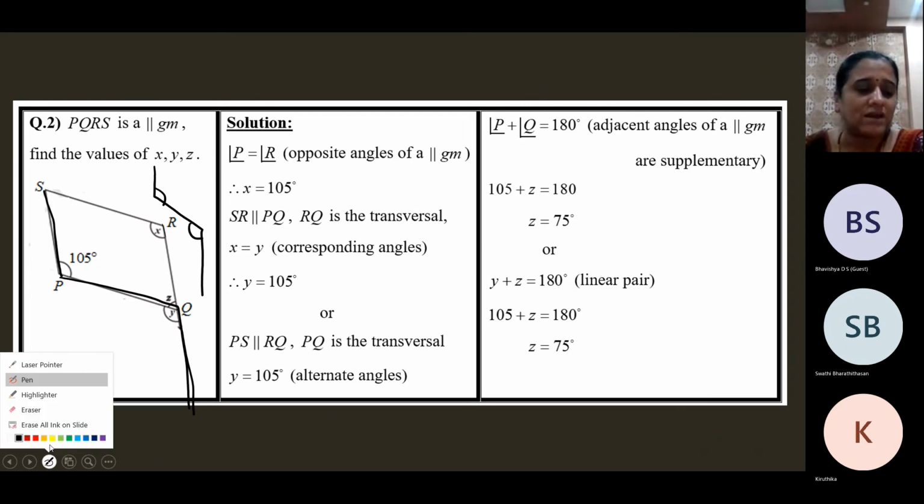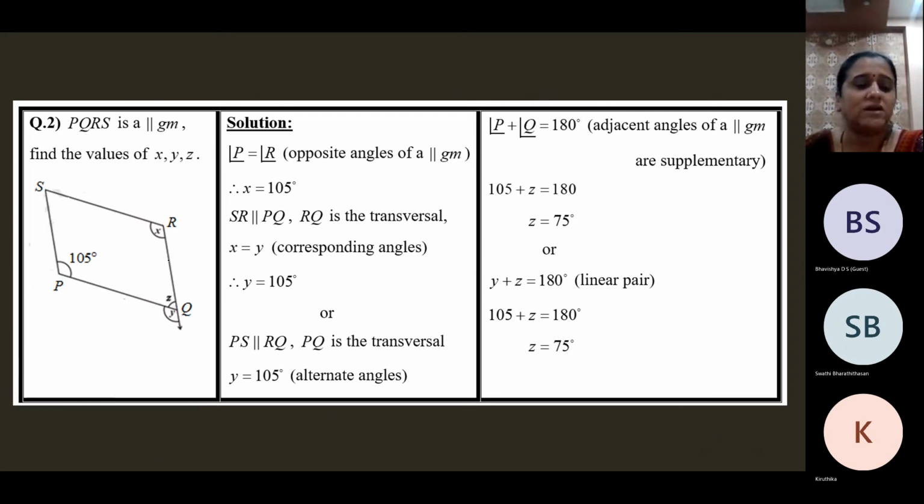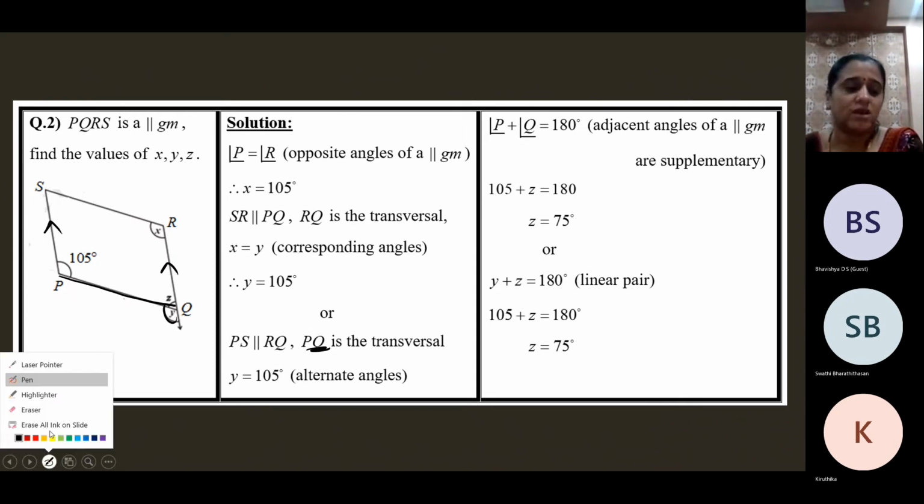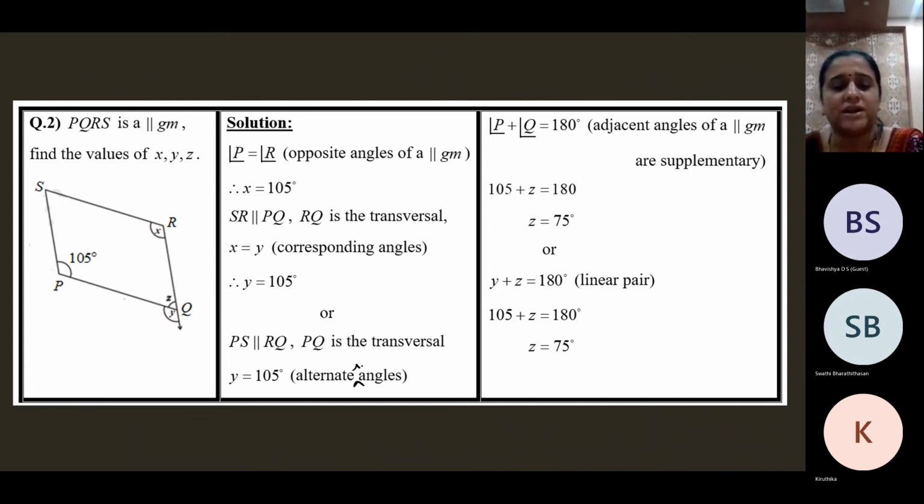Here, you should mention the parallel lines. Which are the parallel lines? PS is parallel to RQ. Why? Because it's a parallelogram. And which one is a transversal? PQ is a transversal. Whenever you are using the concept of alternate or corresponding angles, you must mention the parallel lines and the transversal. So PS is parallel to QR and PQ is a transversal. So Y is equal to 105 degrees. You can simply say alternate angles, or you can say alternate interior angles also. Alternate interior angles are equal.